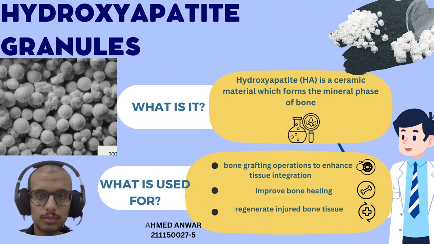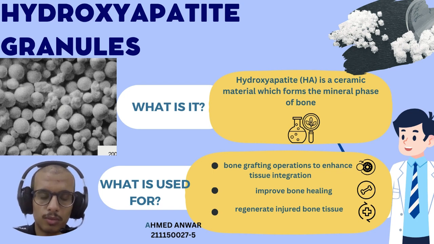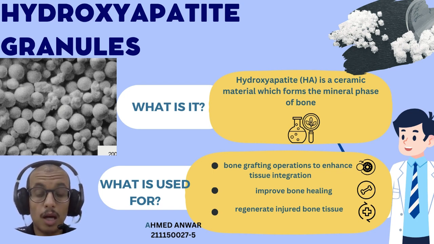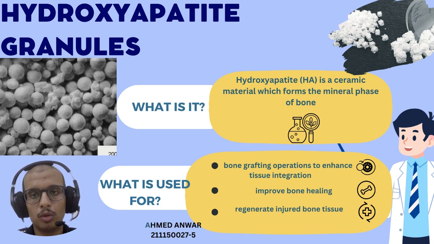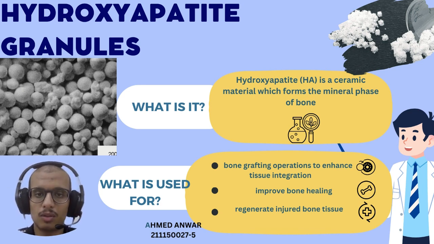My name is Ahmed, and today we're going to talk about the hydroxyapatite granules. What are they and what is it used for? First of all, hydroxyapatite granules are a kind of biomaterial composed mostly of hydroxyapatite, a naturally occurring form of calcium phosphate. Hydroxyapatite is a mineral component of human bones and teeth that provides strength and stiffness.